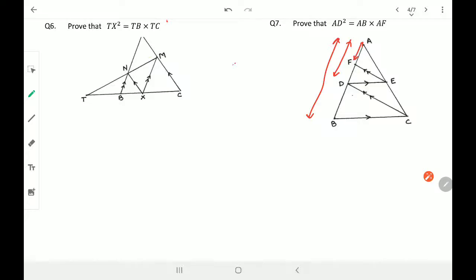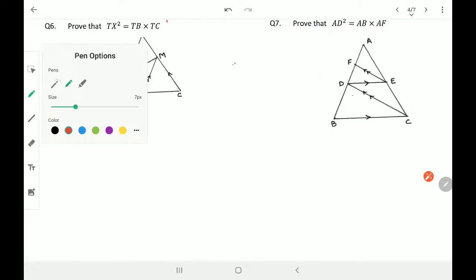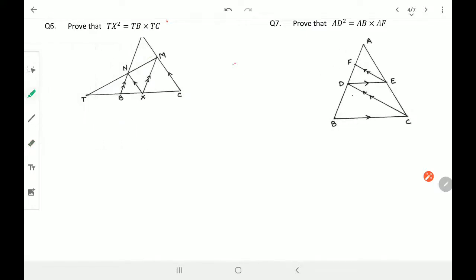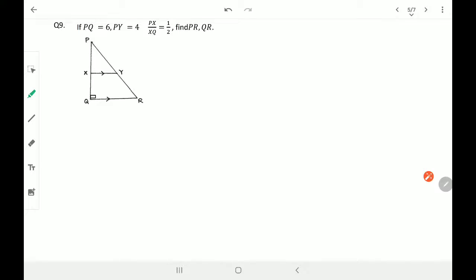So this AB itself is suggesting that I have to use the second form of BPT, and how to use the second form of BPT I have already taught. I'll just show you by coloring the two triangles where I can use BPT so that you will get it easily. This is one triangle, FE parallel to DC, and this is the second triangle, the complete triangle, DE parallel to BC. Okay, so that's the only help I can give you.